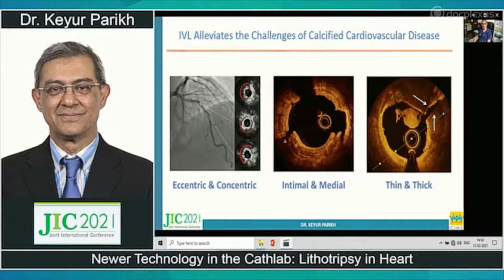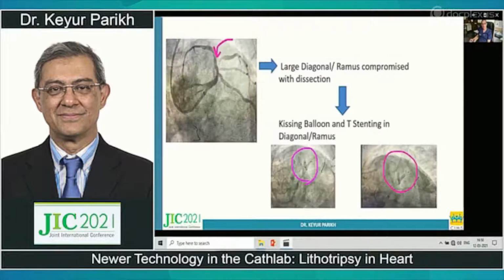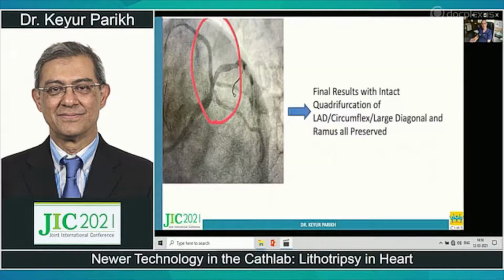And again, this is intimal medial and how the calcium is cracked. We're able to deliver the stent and open the artery. There's a side branch dissection, which also was opened up. And a very complex case was done about a year and a half ago.